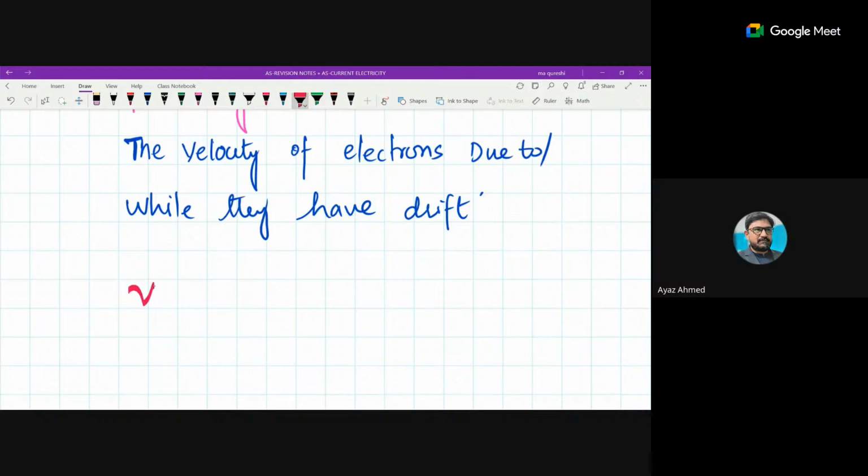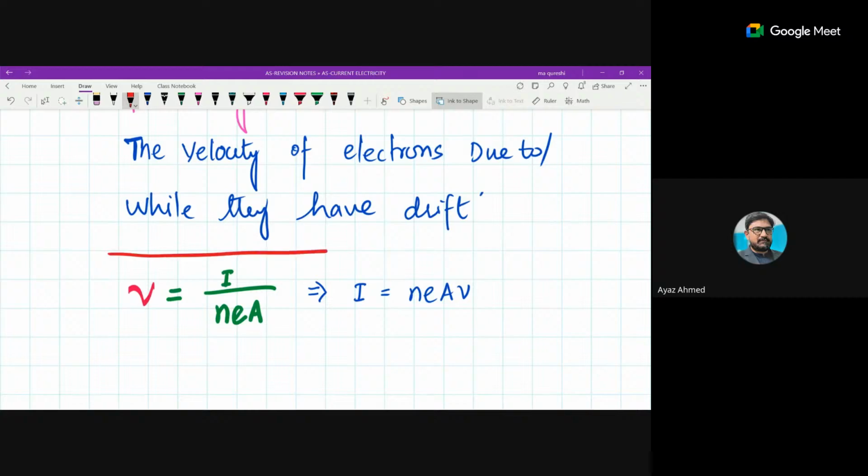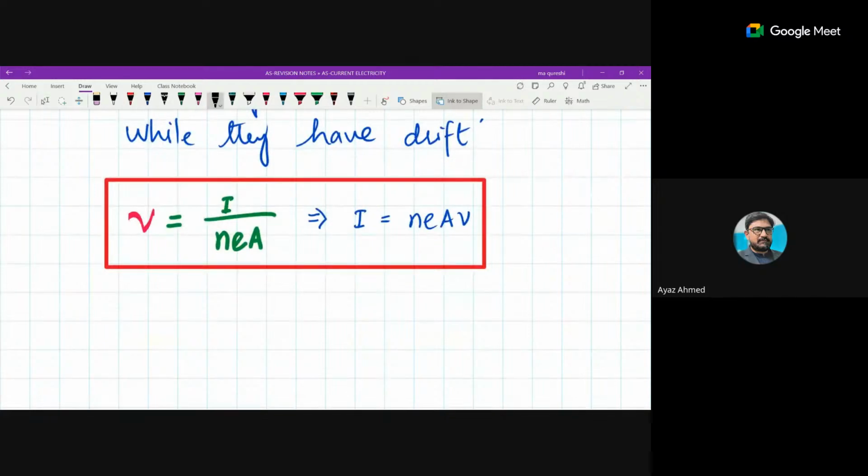Drift velocity is basically equal to I divided by N E A. Or you can say that drift current is equal to N E A V, where we have to remember all these symbols, especially N matters a lot here. You people are asked what is N, and what is the significance of this N. So first of all, I would try to derive it.